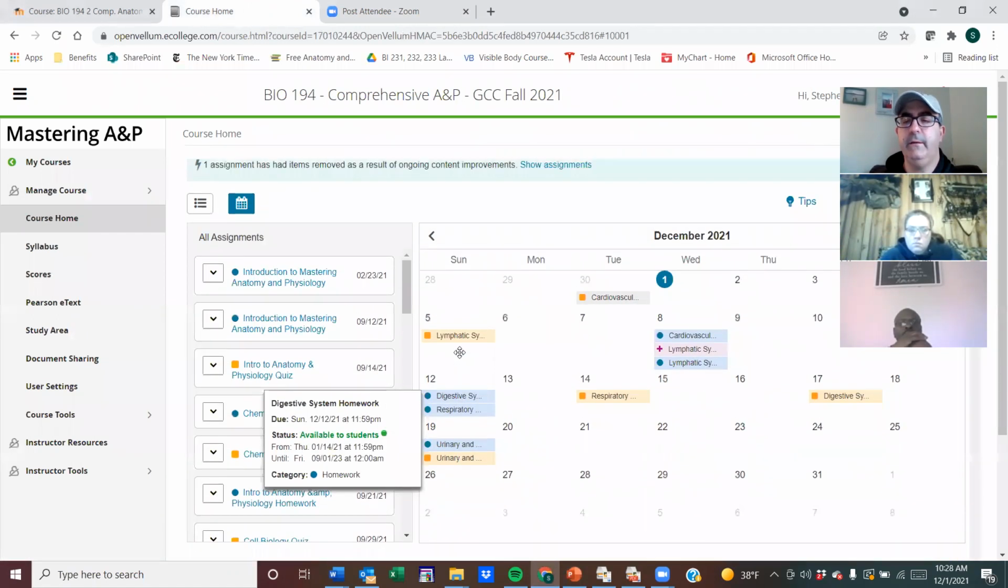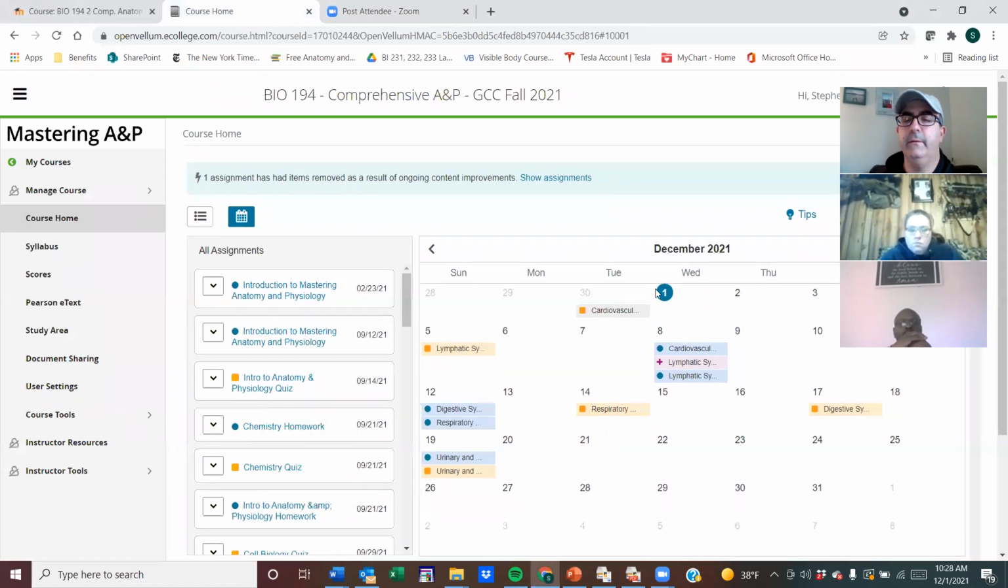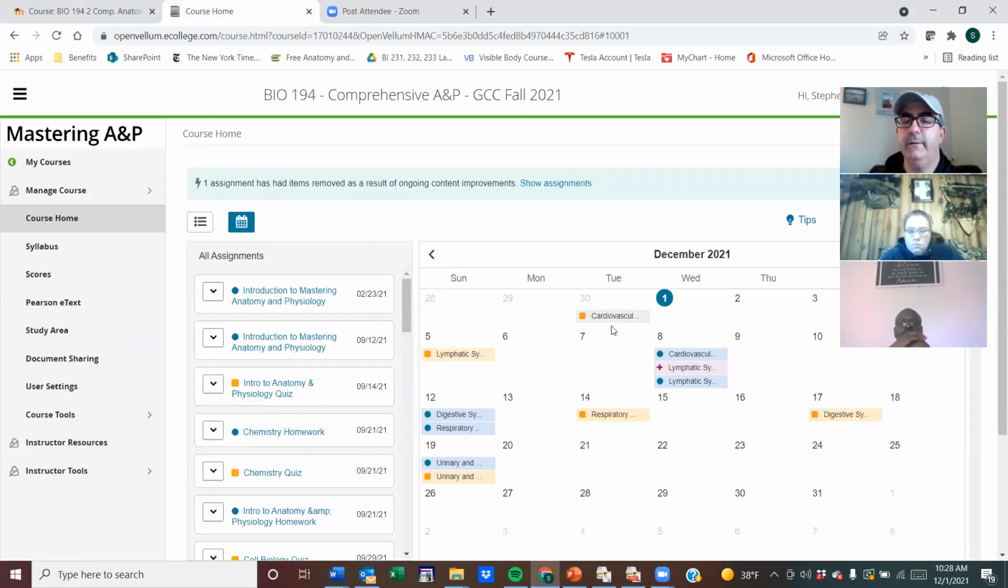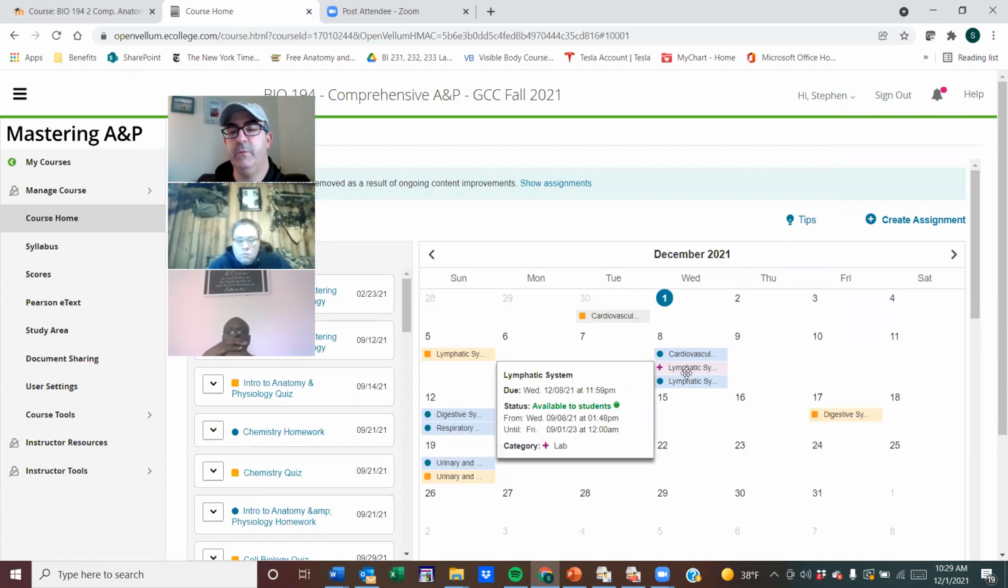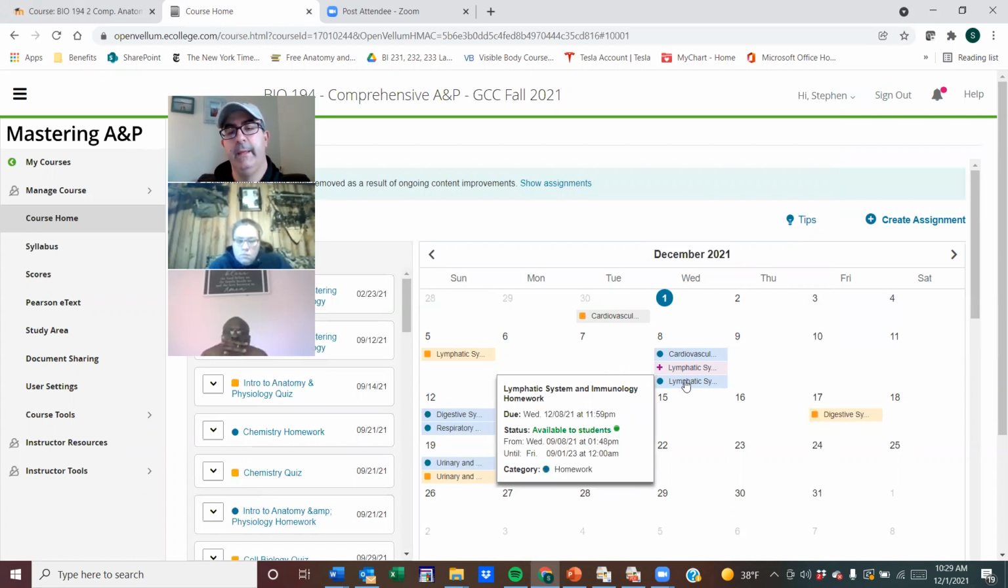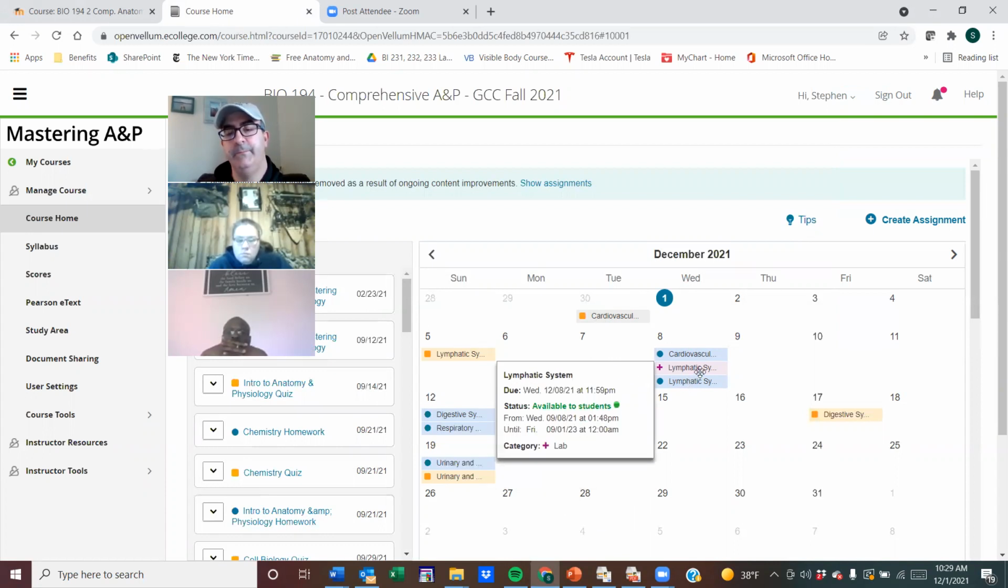So you can see here that I have created, well, there was a cardiovascular system quiz due yesterday, which hopefully you guys took. There is a lymphatic system quiz due on Sunday the 5th. And then on Wednesday the 8th, a week from tomorrow, is your cardiovascular system homework, your lymphatic system homework, and your lymphatic system lab. They're all due next Wednesday.